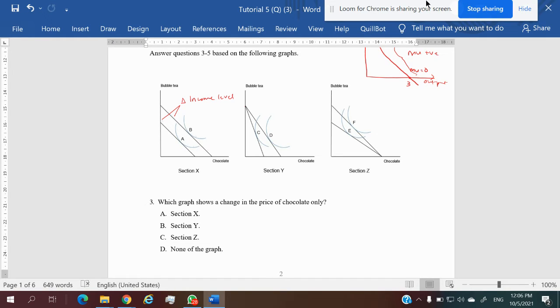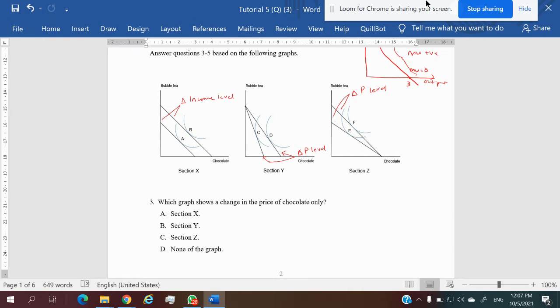Meanwhile, if the change is only for one type of good, like this budget line that changes only for chocolate, and this budget line that changes only for bubble tea, these changes are caused by changes in the price level. P is for price. This one also changes because of the change in the price level.